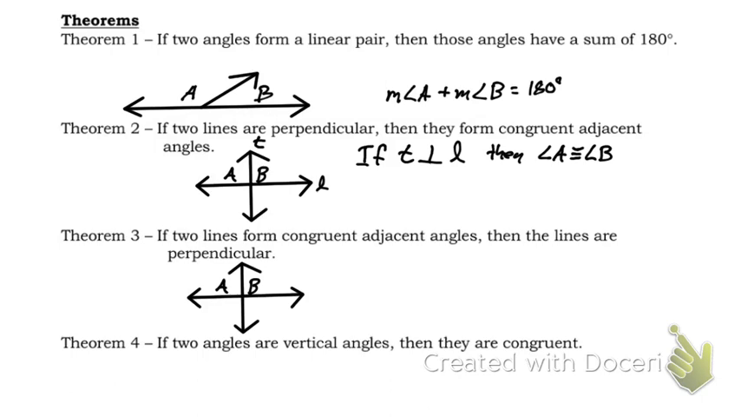All right, the next one almost looks exactly the same, but you're going to look at it and it says it in a different order. It says if two lines form congruent adjacent angles, then the lines are perpendicular. So this is just the opposite direction of this one. This would be if angle A is congruent to angle B, then T is perpendicular to L.